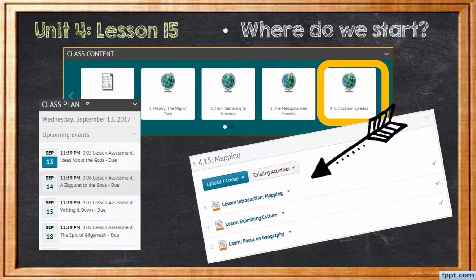Just a quick reminder, as you are starting your lesson, you will see your lesson on your class plan. You can also click on the class content tiles at the top of the screen. You can click on the unit that you are on and then scroll down to the lesson and click on that first blue link, and that is where you can begin each of your lessons.